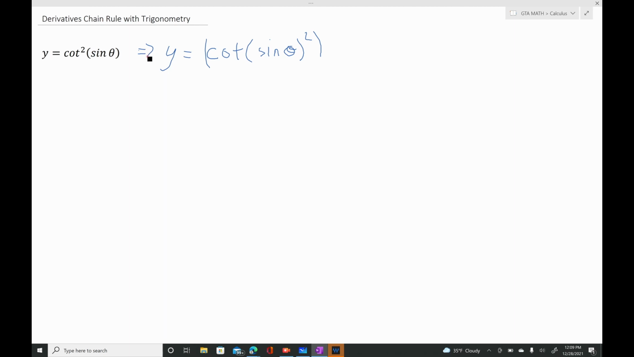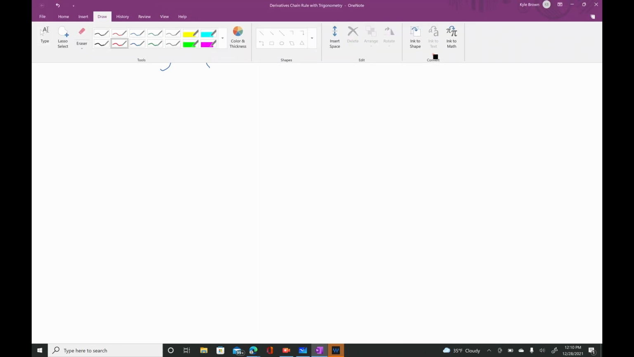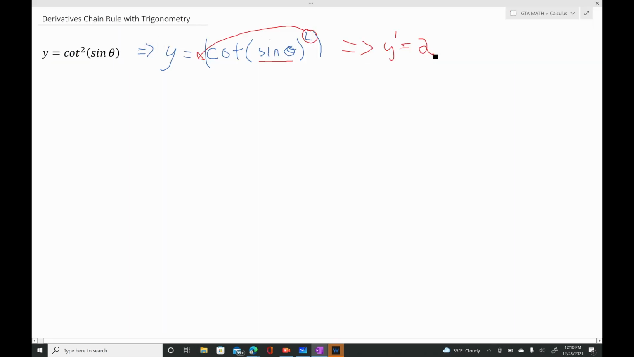we can actually do the first step of the chain rule, which is basically using the power rule, bringing that to the front, and then we take the derivative of this, and then we bring it out here. And I'm going to show you in a second. So I'm going to write y prime equals 2, and then I'm going to leave this other stuff the same but in a different color.